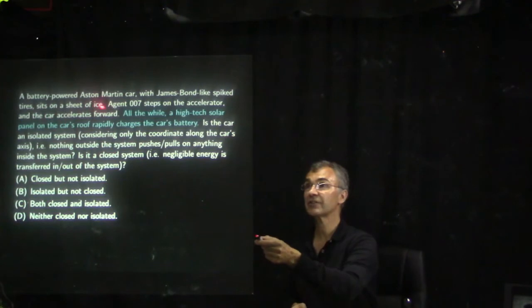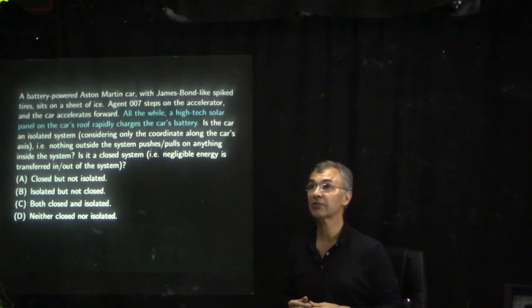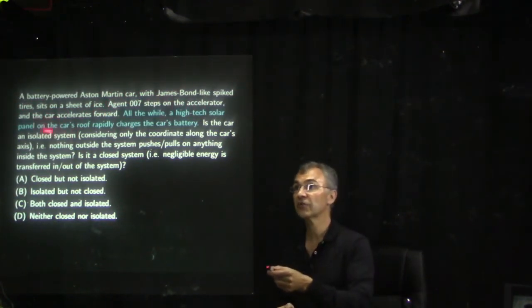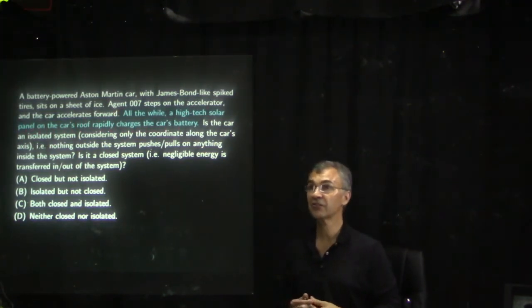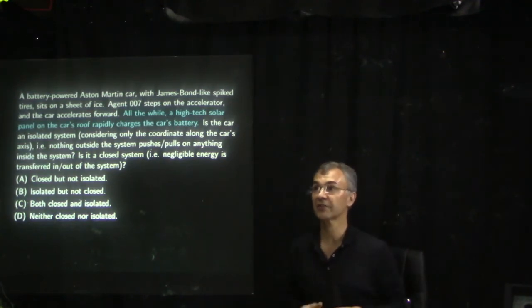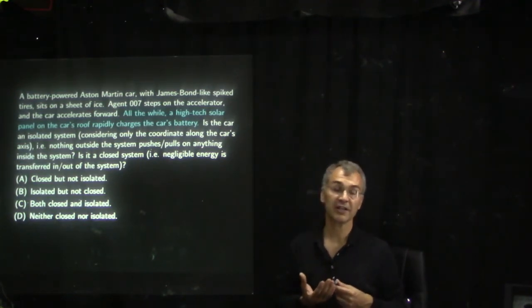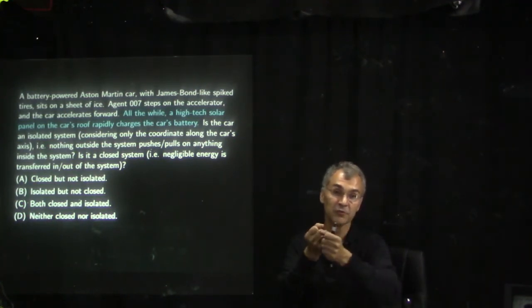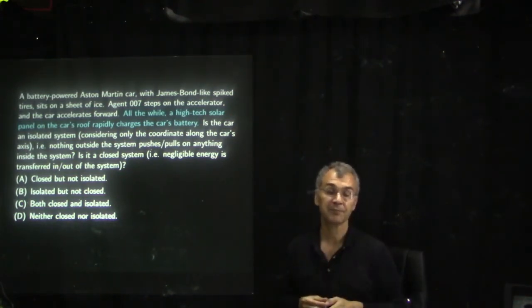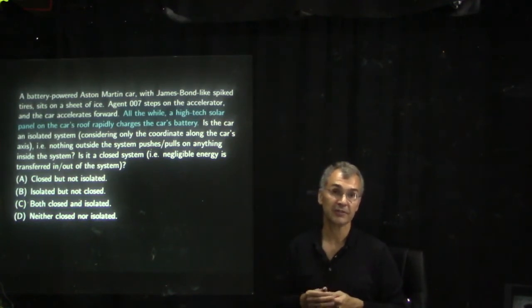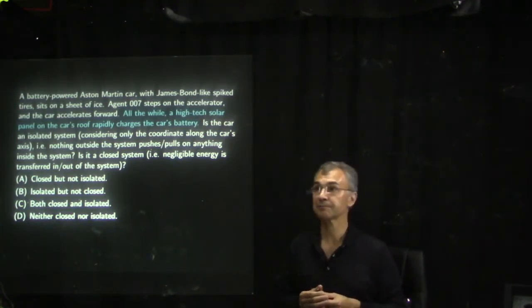A battery-powered Aston Martin car with James Bond-like spike tires sits on a sheet of ice. Agent 007 steps on the accelerator and the car accelerates forward. All the while, a high-tech solar panel on the car's roof rapidly charges the car's battery. Is the car an isolated system, considering only the horizontal coordinate along the car's axis? No, I would say it's not isolated because the spikes allow for a pushing interaction between the ice and the tires. And so the result is that the car will accelerate so that its momentum will change. So the ice is pushing on the car.